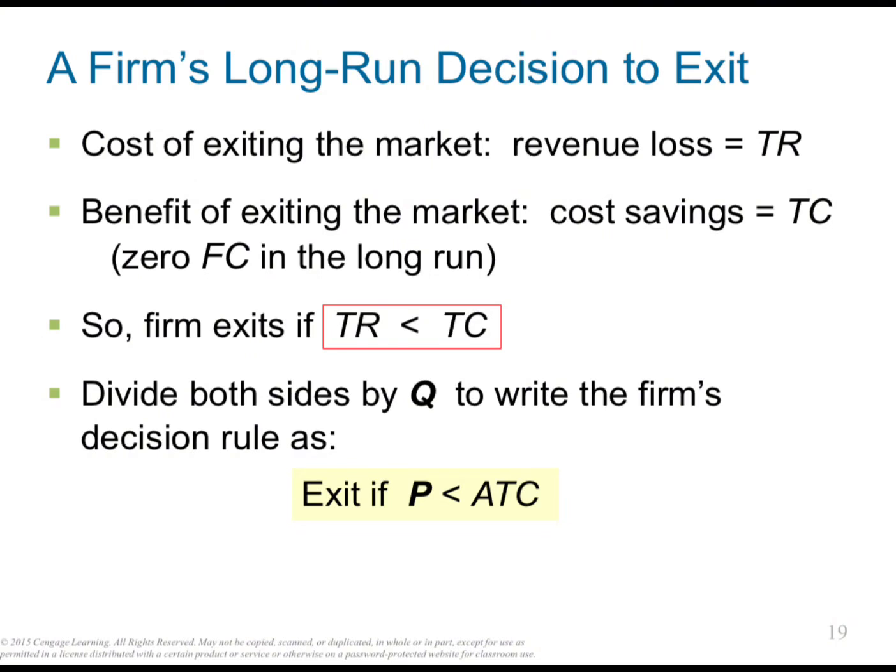Consider a firm's long-run decision to exit. The cost of exiting the market is the revenue loss, equal to TR. The benefit of exiting the market is cost savings, equal to TC, since there is zero FC in the long run. So firms exit if TR is less than TC. Divide both sides by Q to write the firm's decision rule as exit if P is less than ATC.